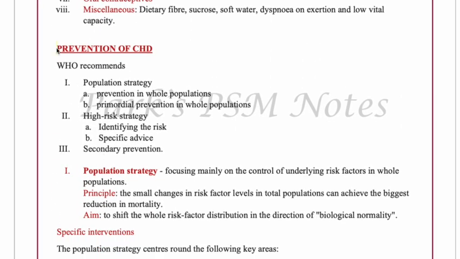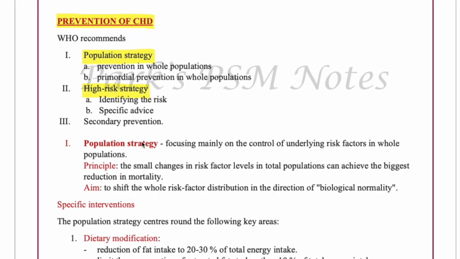Coming to the prevention of CHD, CHD is a preventable disease, and for that WHO recommends 3 strategies, like the population strategy, which is subdivided into prevention in whole population and primordial prevention in whole population. Second point is high risk strategy, which is subdivided into identifying the risk and specific advice, and the third strategy is secondary prevention.